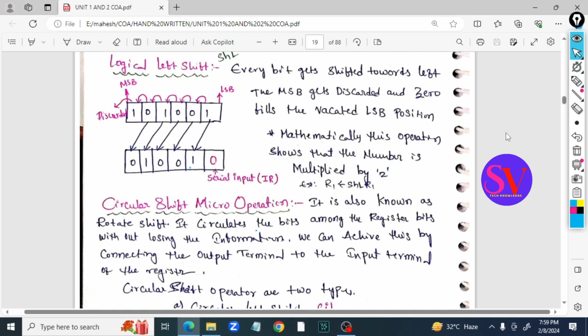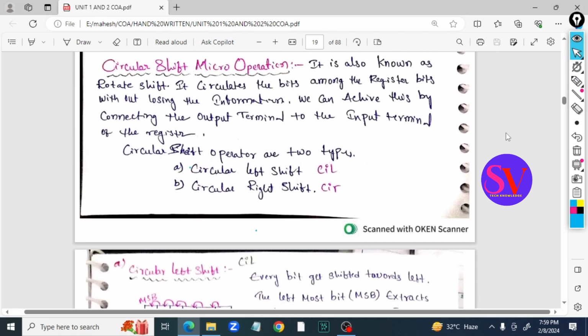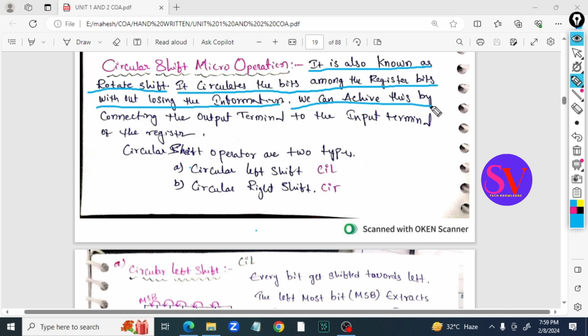Next, circular shift micro operation. It is also known as rotate shift micro operation. It circulates the bits among the register bits without losing the information. We can achieve this by connecting the output terminal to the input terminal of the register.